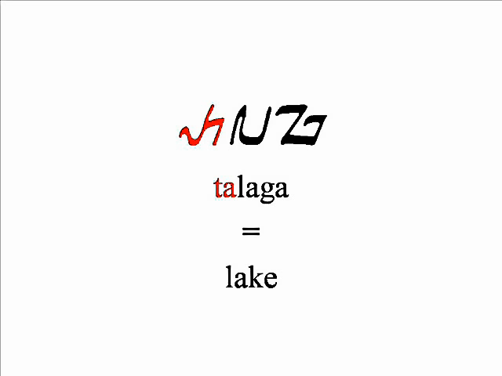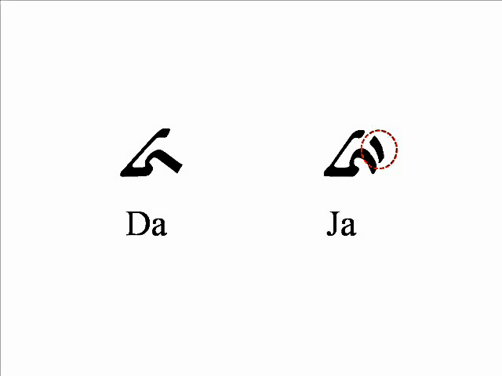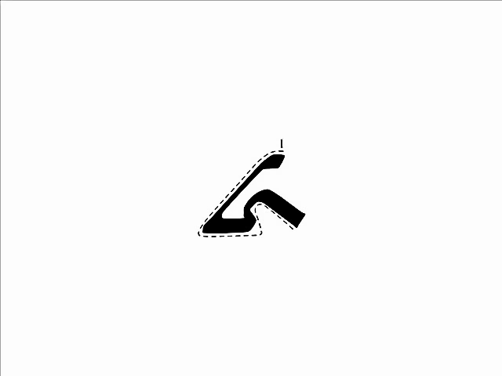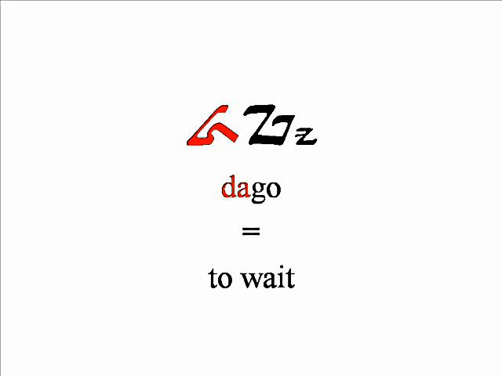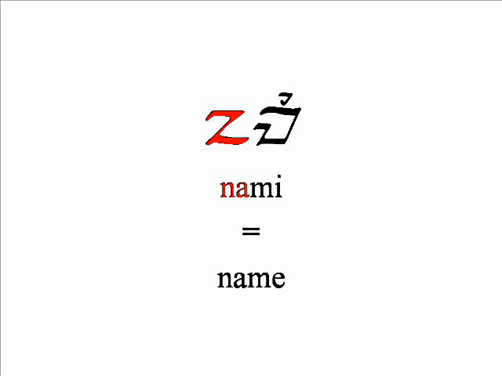The next letter is Da, as in the word dark. Notice that the letter Da is slightly similar with the letter Ja, except it has no acute. The word example is Dago, meaning to wait. The ninth letter is Na, as in the word naive. You can write the letter like this, for having a word such as Nami, which means name.